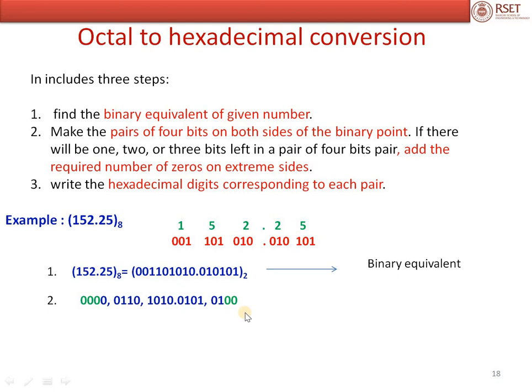Next step, we need to write its hexadecimal value. This is 0, this is 6, this is 8, this is 5, this is 4. And this is the corresponding hexadecimal value.